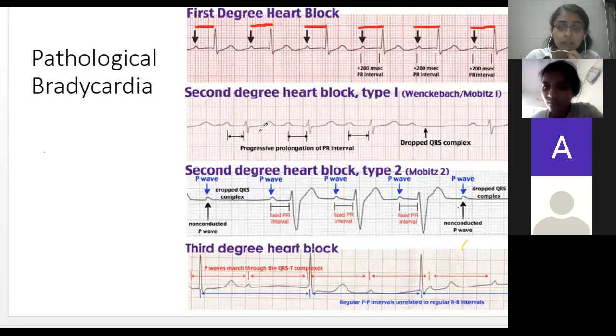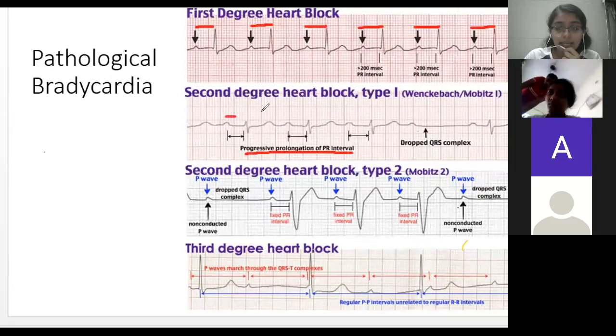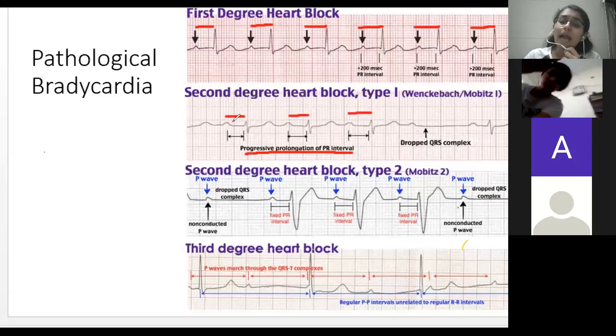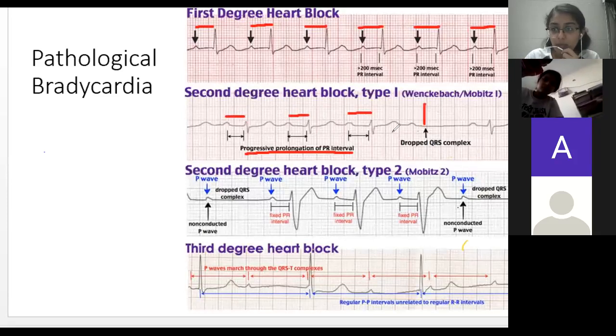Here, there is progressive prolongation of PR interval. The progression is the same way as it was in first degree heart block, but what happens here is, after the progressive increase in PR interval, there is a QRS complex that is dropped. That means you will miss one QRS complex.